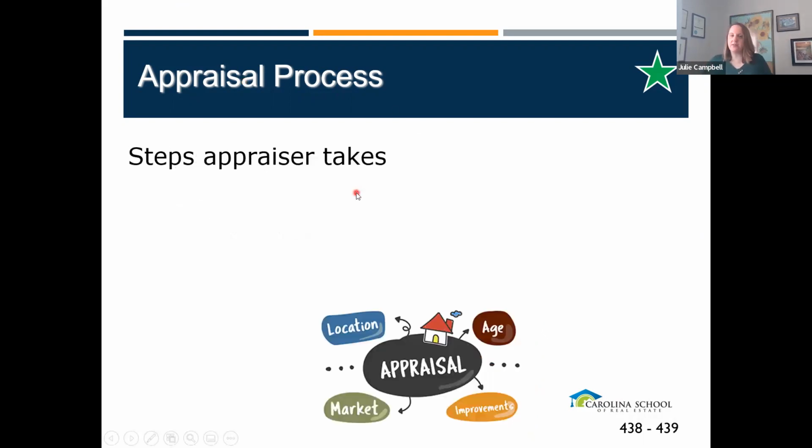Then you have the steps the appraiser takes. Now I'll let you guys look through that. You know, it's a green star. So just have a basic understanding of these steps, kind of get an idea for things that the appraiser does, things that the appraiser looks at. Turn with me, if you will, to page 441.